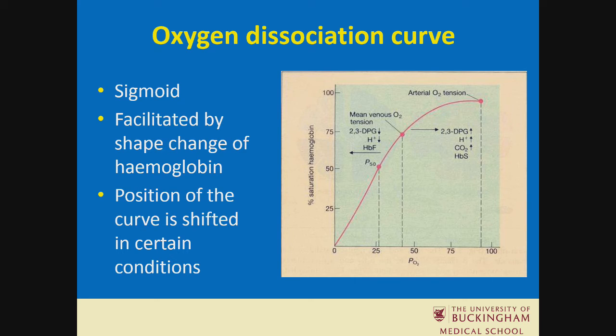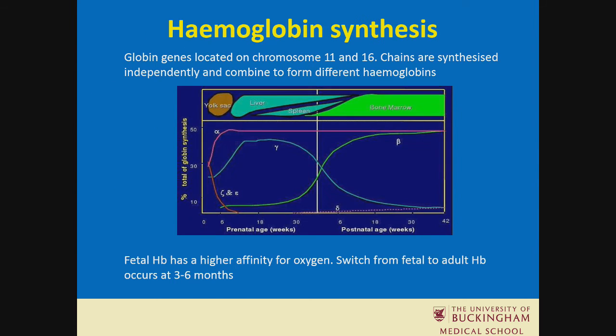The curve gets shifted to the right, as with an increase in carbon dioxide, and, for example, in sickle cell, where the ability of the molecule to carry oxygen is compromised. So you need more oxygen for it to become saturated. But again, you've covered this already.